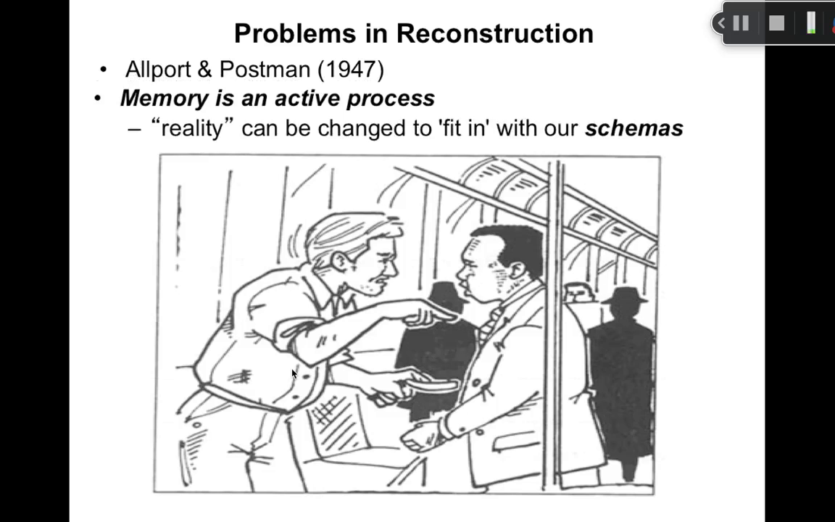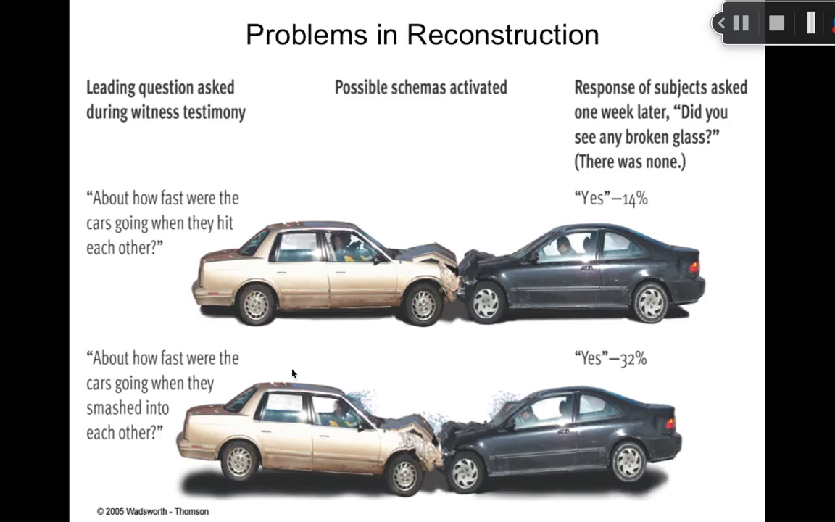So there are problems in reconstruction. Think of memory as an active process. That is, what really happened, reality, so to speak, can be altered or changed to fit in with our schemas. Our prior experience and expectations can exert a powerful influence over what we recall.